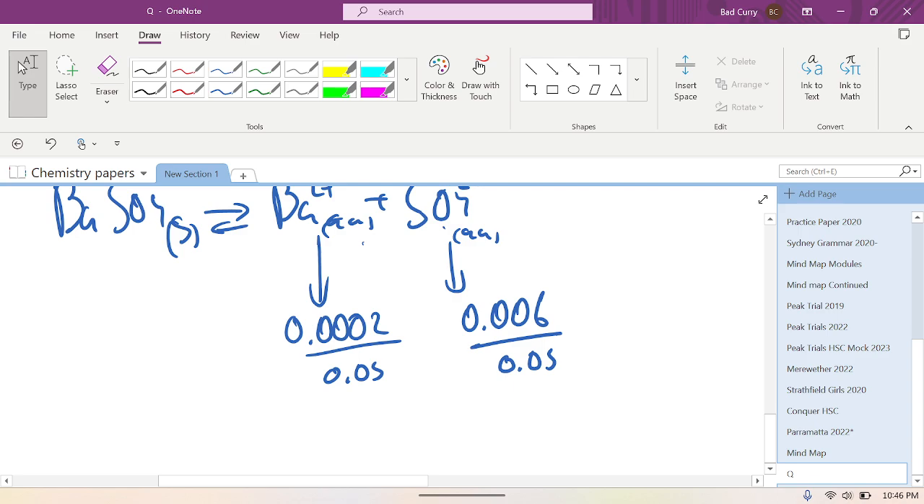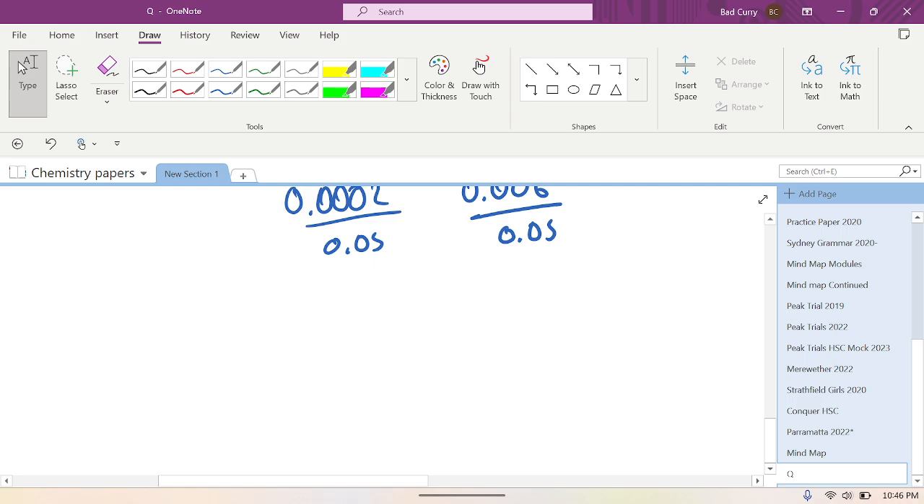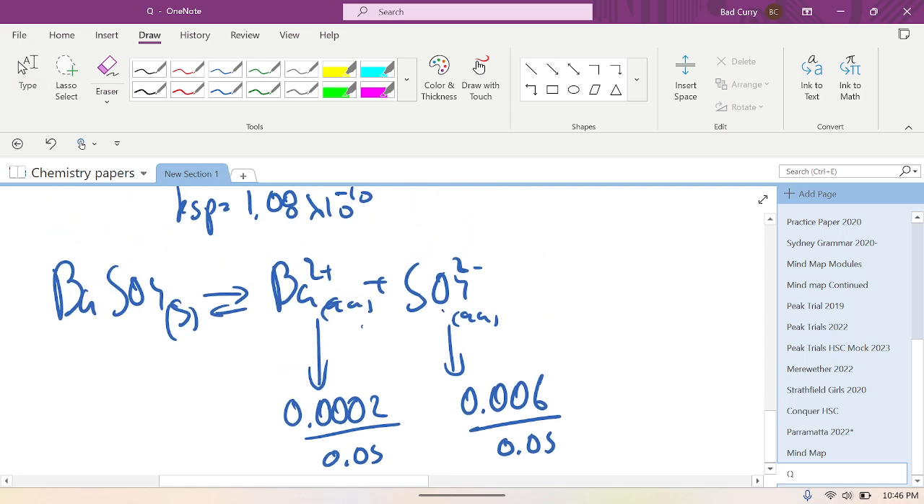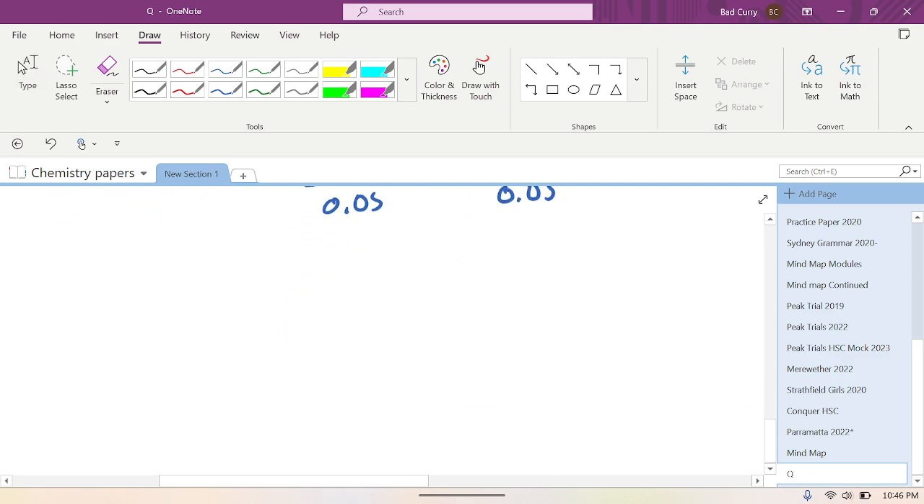Now, some of them, when you add them, it's going to precipitate, and you don't know how much of that's going to precipitate into a solid. So what you're going to do is a common ion effect in reverse, or at least a common ion effect, to find how much of the ions actually exist normally.